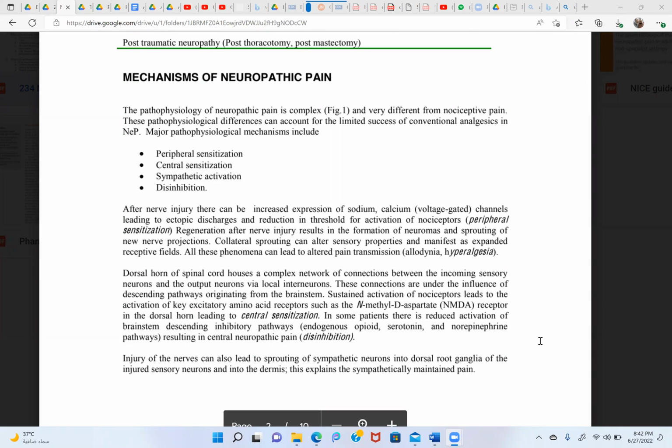Actually, yes, the non-painful sensation is transmitted as pain. Okay. So that is allodynia.